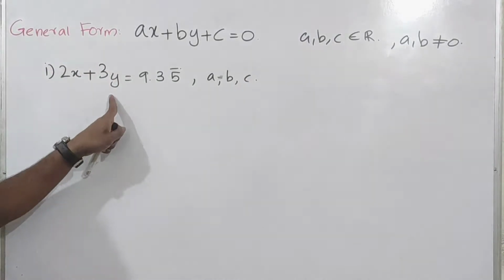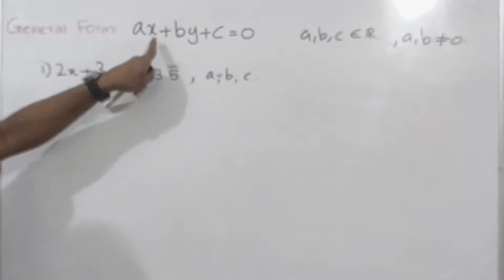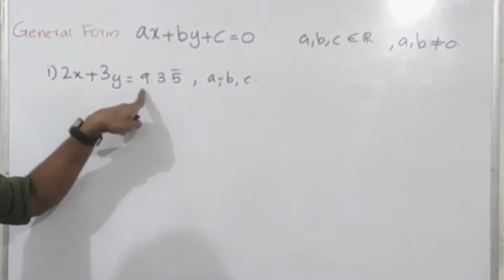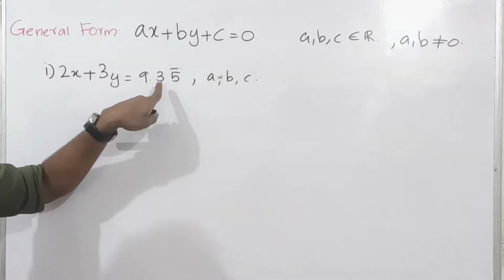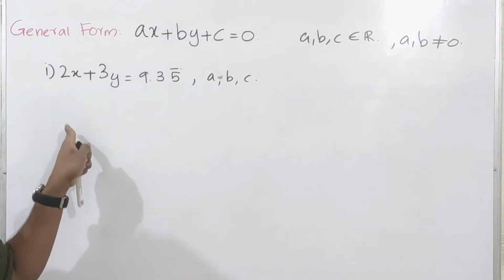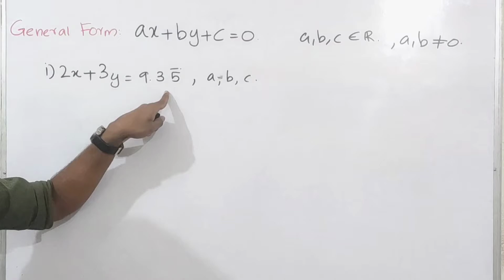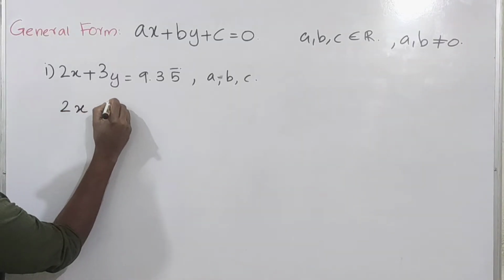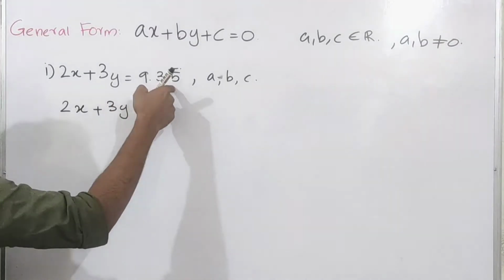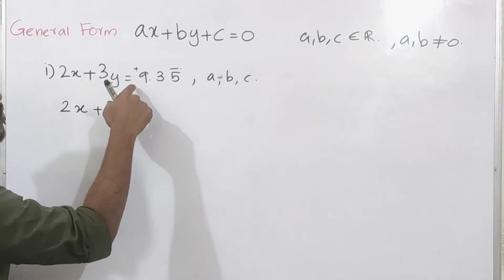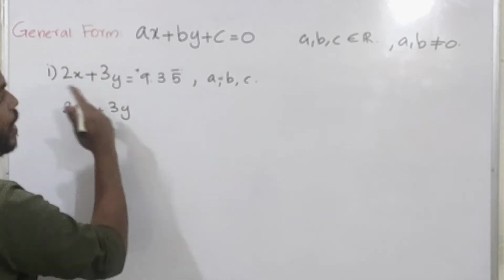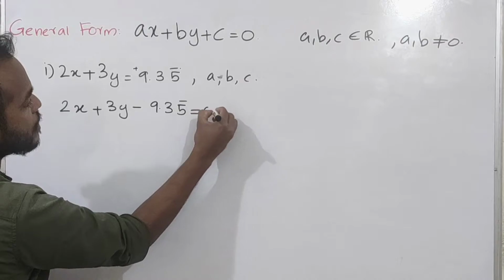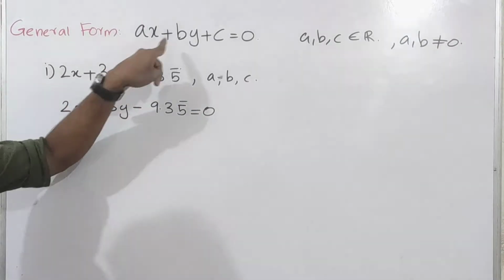So let's compare the given equation to the general formula, but in the general formula the right side will be 0. So let's make the right side 0. How to make the right side 0? Take whatever is on the right side to the left side, and then their sign will become the opposite one. So this can be rewritten as 2x plus 3y minus 9.35 bar is equal to 0. Now this is of the general formula.